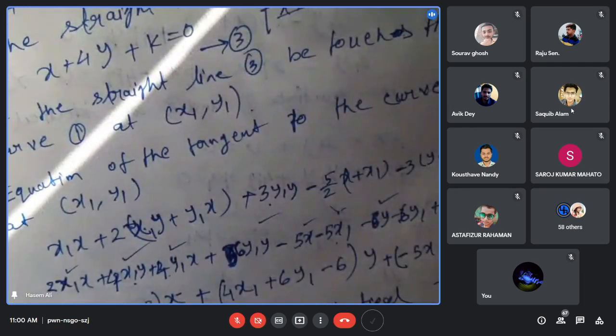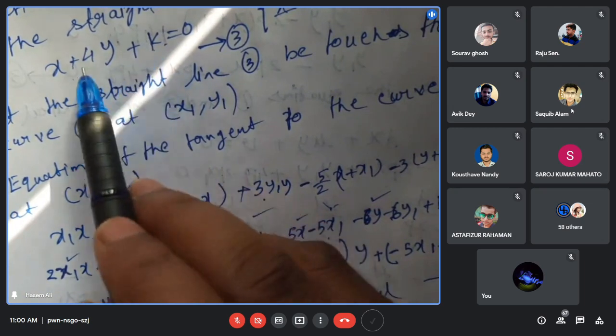So if you find k, then the equation of the straight line you can find.